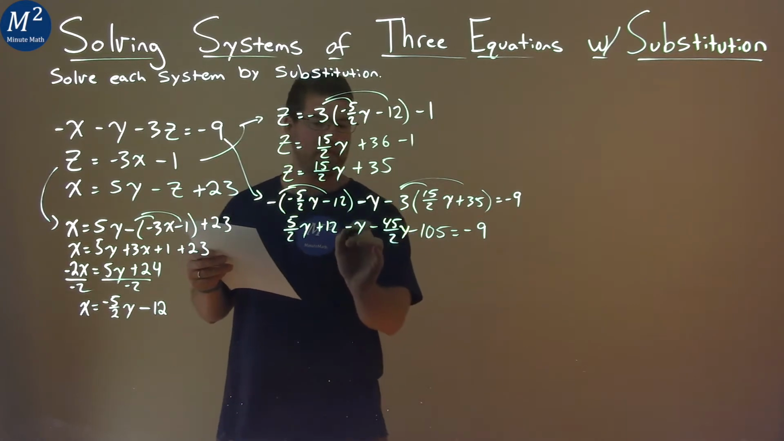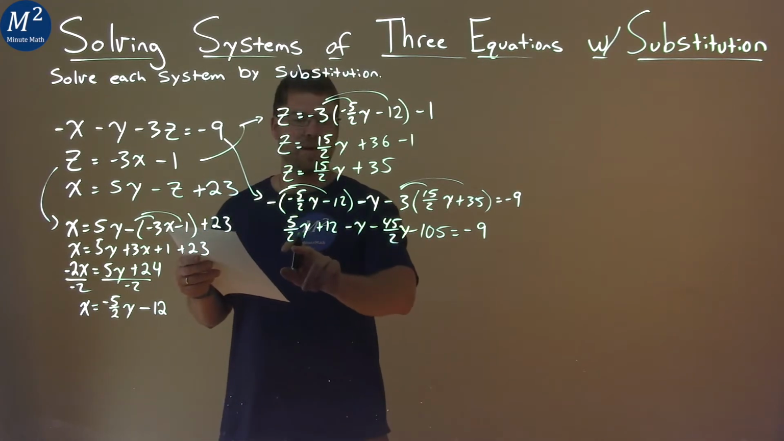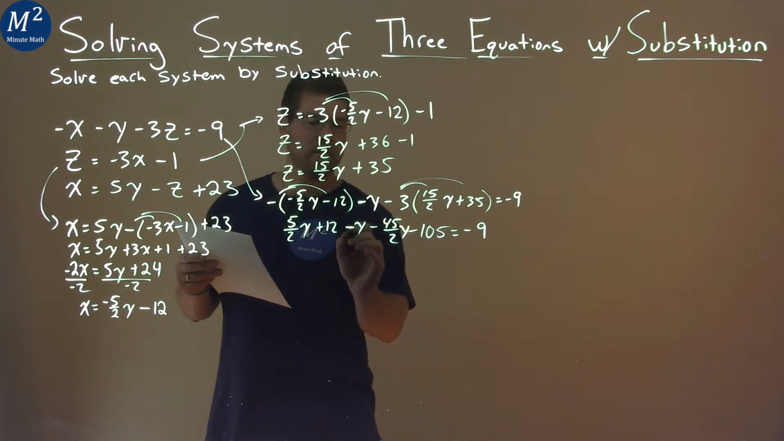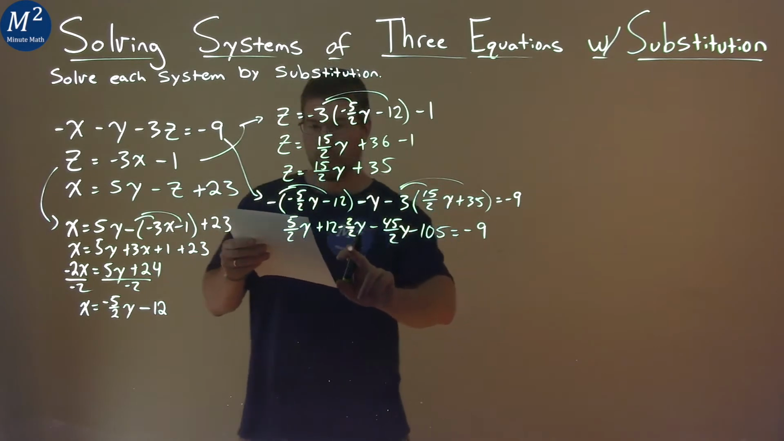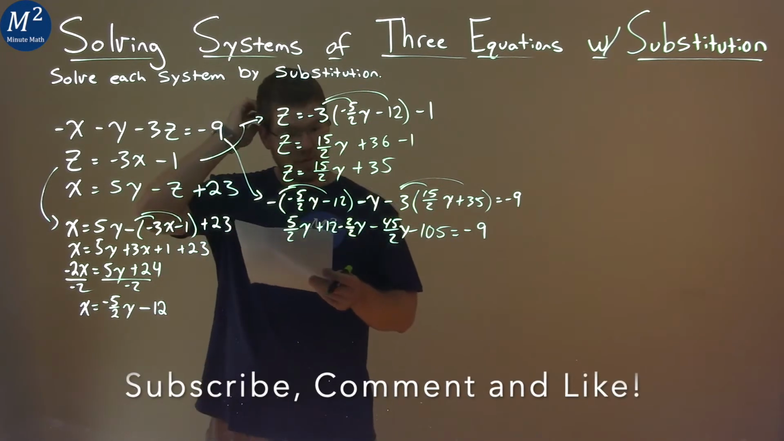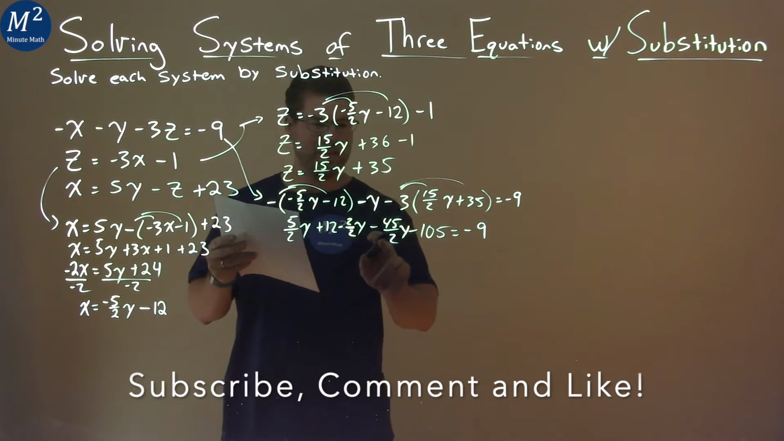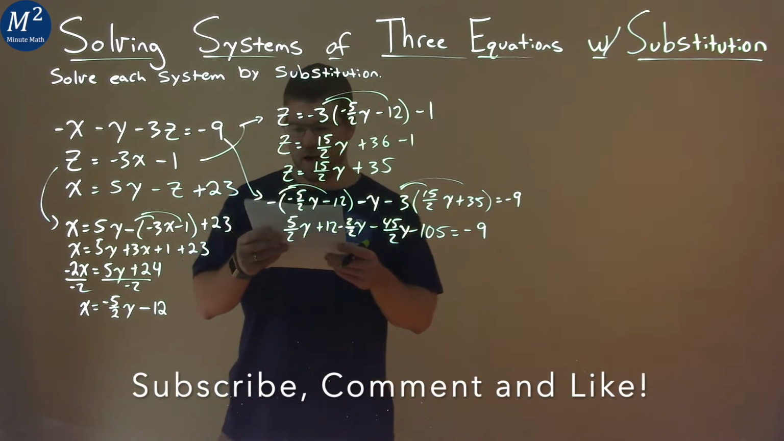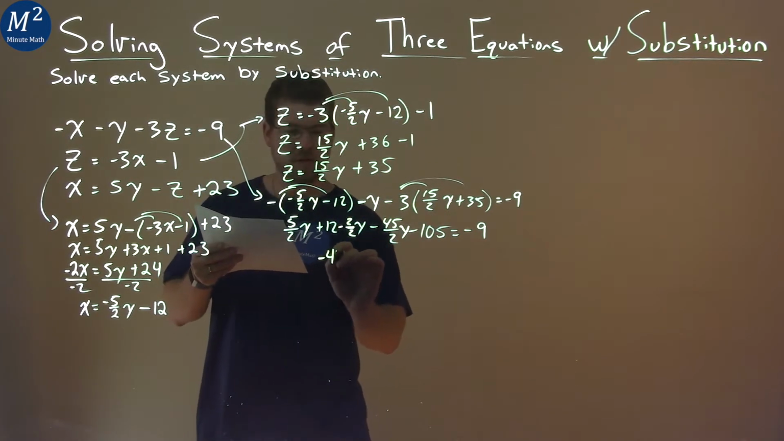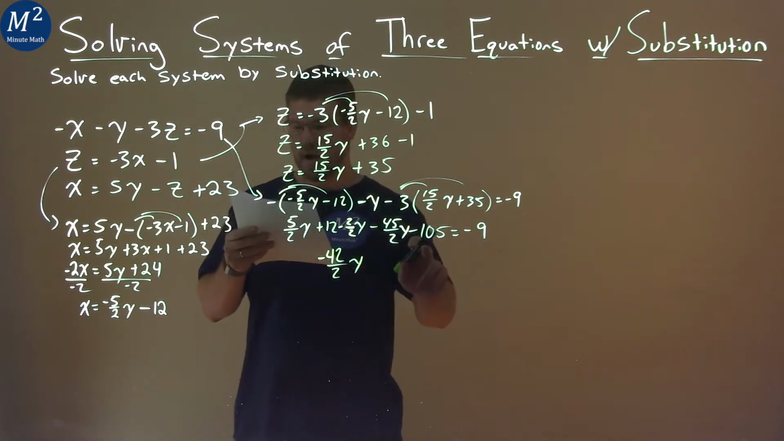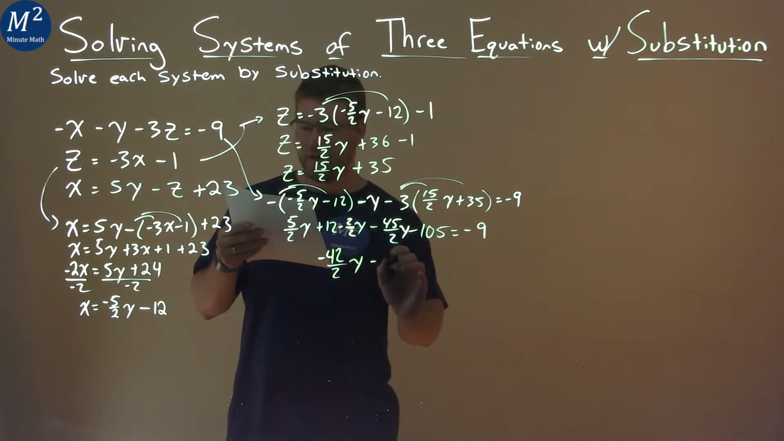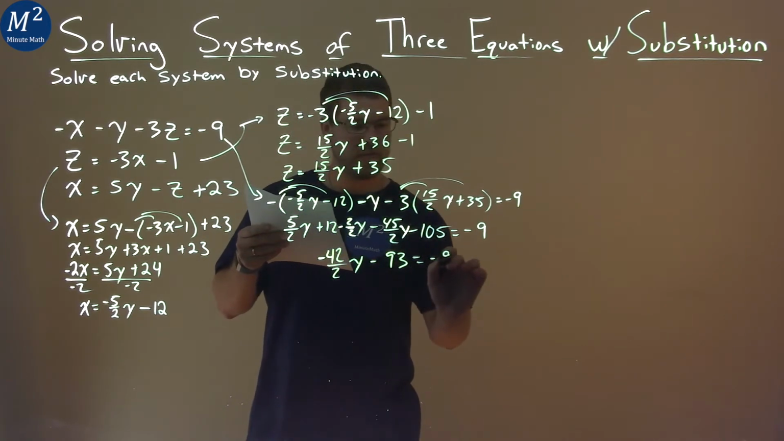Notice here that this minus y doesn't have a 2 in the denominator, but these two do. So to see that, if you put a minus sign here, 1 is the same as 2 over 2. Now it's a little easier to see we can add our like terms, y's. 5 halves minus 2 halves, which is 1, minus 45 halves comes out to be negative 42 halves y. Then 12 minus 105 is a minus 93, and that equals negative 9.